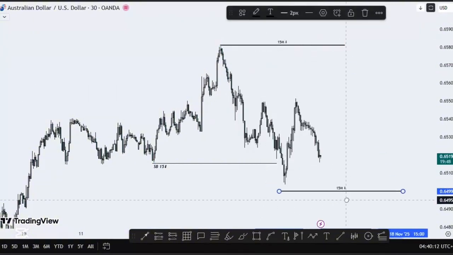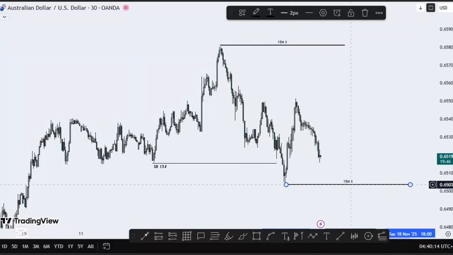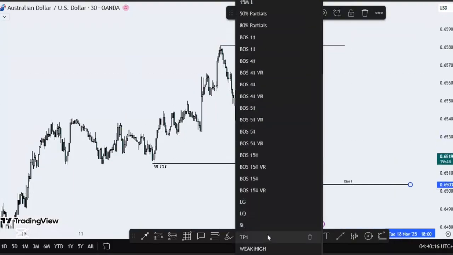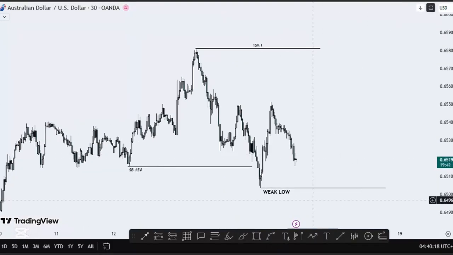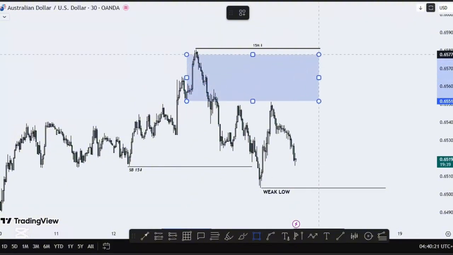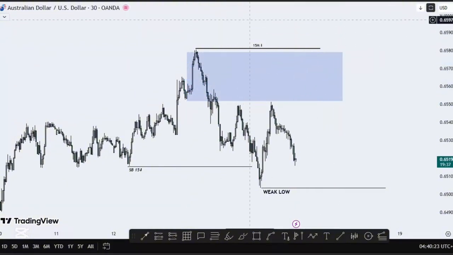Whereas my weak low, this is going to be the lowest point that the price reached before making a pullback. So this is going to be my weak low. Whereas my extreme supply zone, here it is. This is my extreme supply zone.